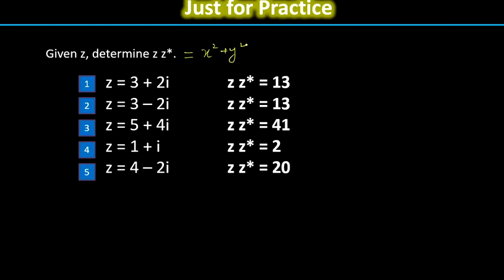plus y square. You don't need to show the detailed multiplication here. Just apply this property: real square plus imaginary square. 3 square 9, 2 square 4, you get 13. 5 square 25, 4 square 16, 41. See here, 1 square, and here the coefficient is 1. 1 square plus 1 square 2, and 4 square 16, 2 square 4, and 20. So if you learn this property, you need not do the complete multiplication.